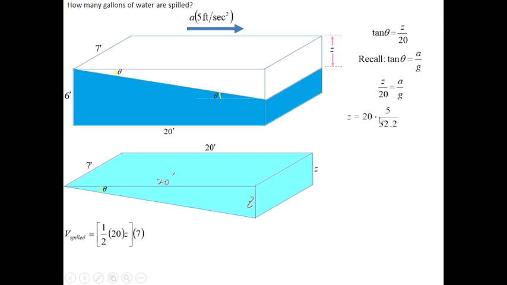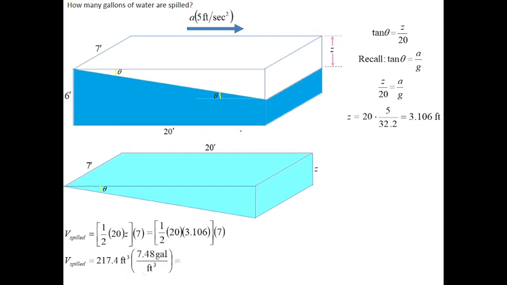So Z is 20 times the acceleration, 5 feet per second squared, over G, which is 32.2 feet per second squared. So our Z is 3.106 feet. Therefore, this is 1/2 of 20 times 3.106 times 7. So the volume spilled is 217.4 cubic feet.